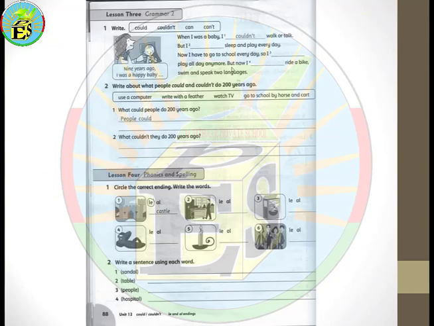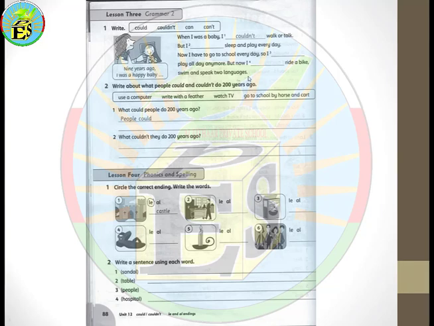"When I was a baby, I couldn't walk or talk, but" do you remember the answer? "But I could sleep and play every day. Now, I have to go to school every day, so I can't play all day anymore, but here, number 4. But now I can ride a bike, swim, speak 2 languages." That's it for task number 1. Let's move to task number 2.